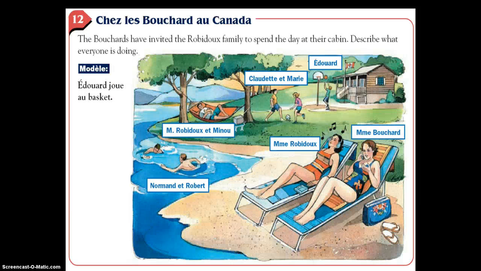Activity 12 says the Bouchards have invited the Roubidou families to spend the day at the cabin. Describe what everyone is doing. For example, the first one, you're going to look at Edouard. Edouard is right here. You will say Edouard is playing basketball, right? So Edouard joue au basket. And then you will look at Claudette, and then Monsieur, Madame Roubidou, Bouchard, Normand. It doesn't matter the order as long as you have the verb correct.